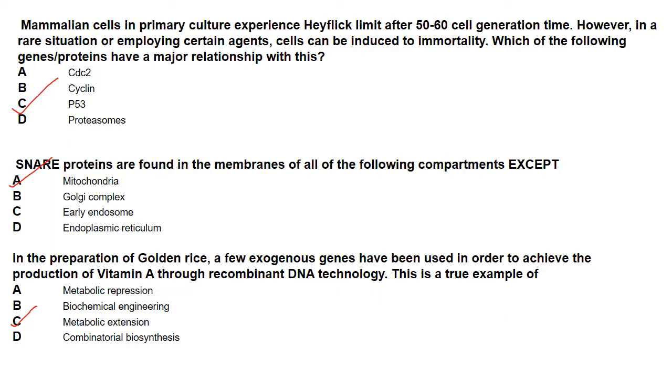So coming to the first question. Mammalian cells in primary culture experience half-life limit after 50-60 cell generation time. However, in a rare situation or employing certain agents, cells can be induced to immortality. Which of the following genes or proteins have a major relationship with this?